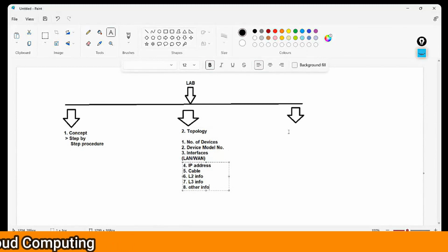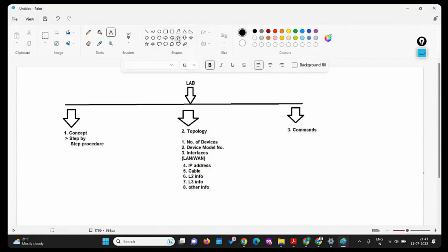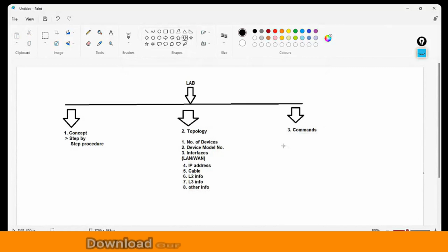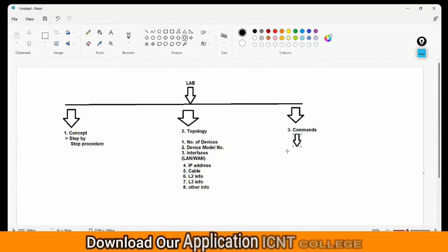What is the third concept? That is command line. Yes, commands. There are 2 types of commands. What are they? One is configuration, another is verification. So generally what will happen? We will configure. But do you really know whether it is configured, or properly configured or not?